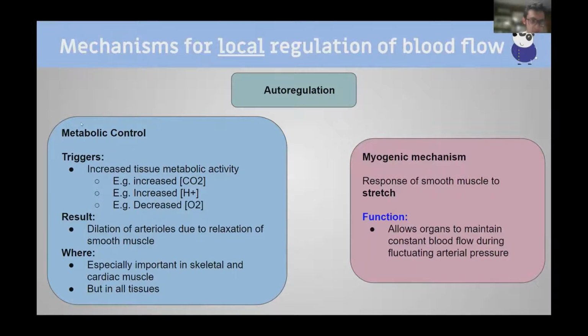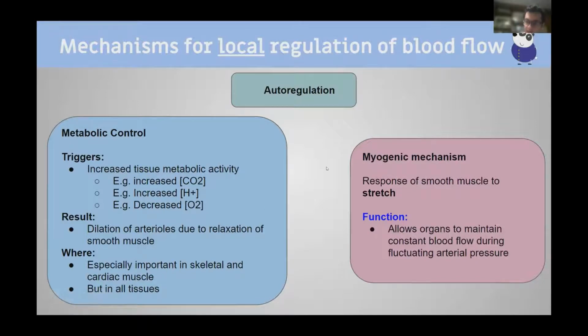So in metabolic control, the triggers are really increased metabolic activity. So increased CO2, which is a waste product, decreased O2, which is what's being provided to the cells for ATP production, and increased H+ or acidosis. In response to these, you can think of them as autocoid factors, there's going to be dilation of arterioles due to relaxation of smooth muscle. And so that means these tissues are going to be supplied. So in exercise, when your muscles are producing lots of CO2 and lots of hydrogen ions, the arterioles will dilate and they'll have increased supply. And this is especially important in skeletal and cardiac muscles, but does occur in all tissues.